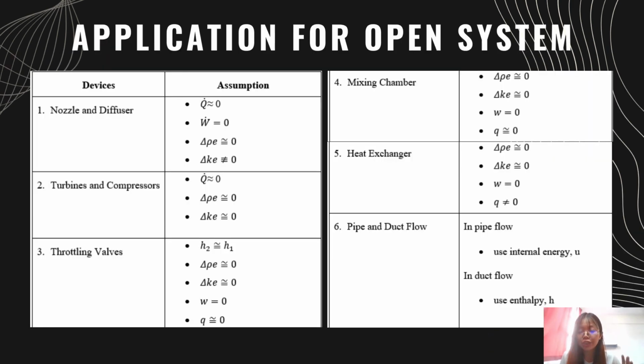To ease our calculation, usually we will make some assumptions, especially for open systems. There are a few magnitudes that we will assume are equal to zero. So here are the assumptions we will make based on the question and based on the device that we get. In our syllabus, we will usually encounter six types of open system devices, which are nozzle and diffuser, turbine and compressor, throttling valve, mixing chamber, heat exchanger, and pipe and duct flow.